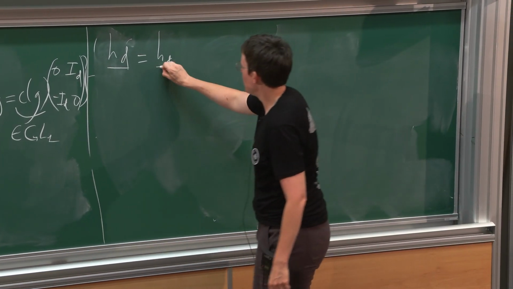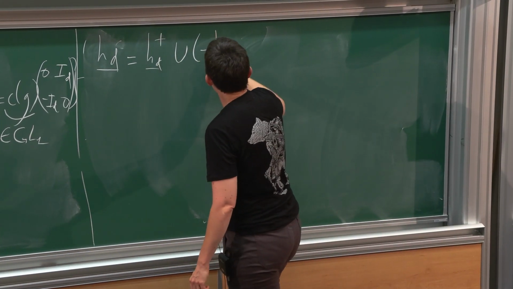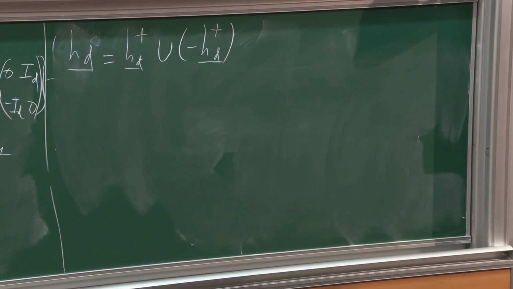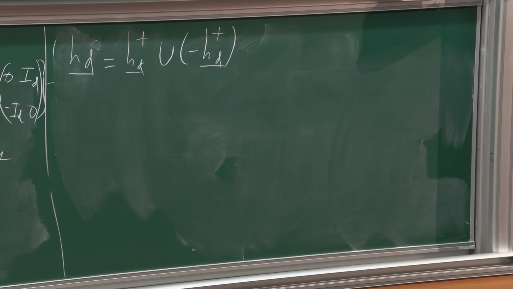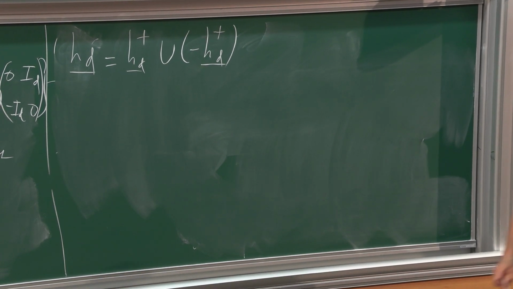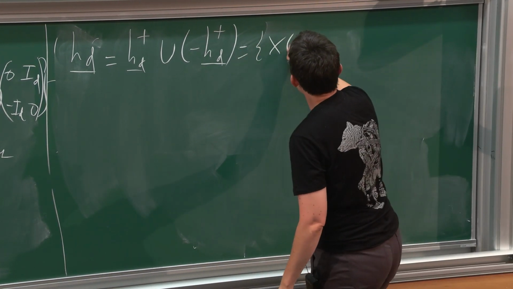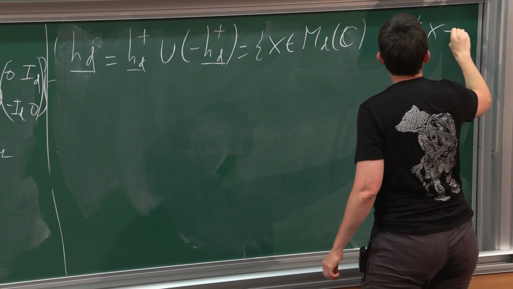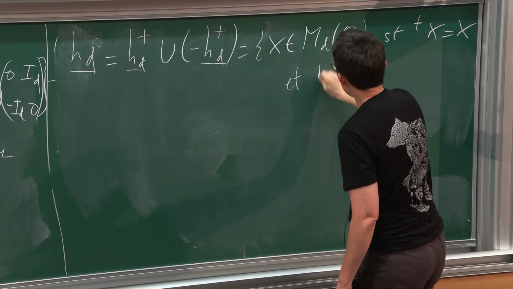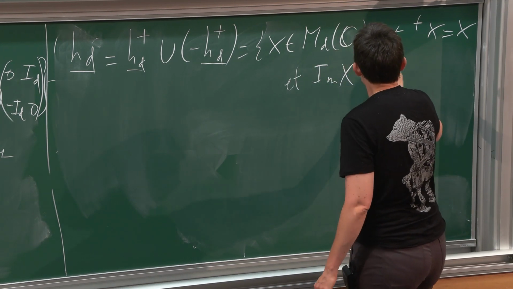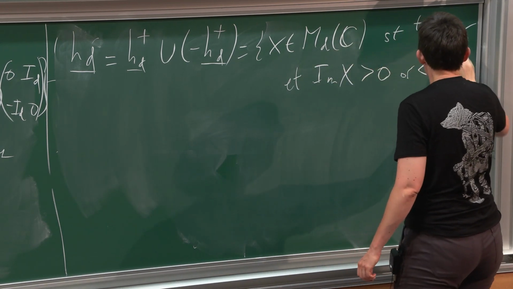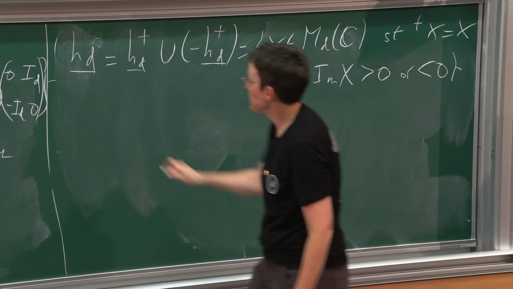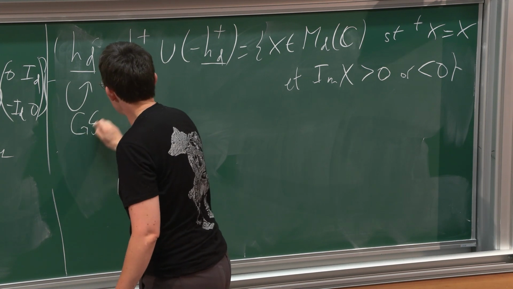So let's introduce the analog of C minus R. D by D complex matrices that are symmetric, and whose imaginary part is either positive definite or negative definite. And this one has an action of GSp2D of R.